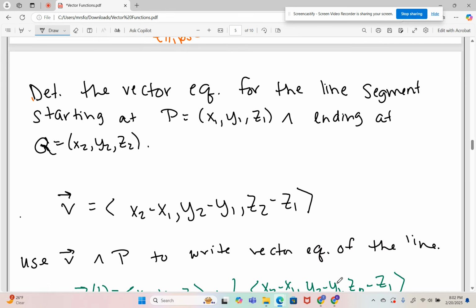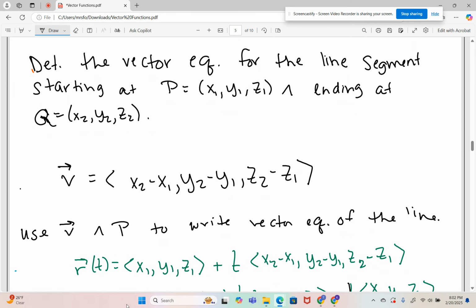So now we want to use the vector and one of the points. I'm just going to use the first point, P, to write the equation of the line. So the vector equation is going to be the point, written as a vector, x1, y1, z1, plus t times the vector here, which, like we said, is the difference in x, y, and z.